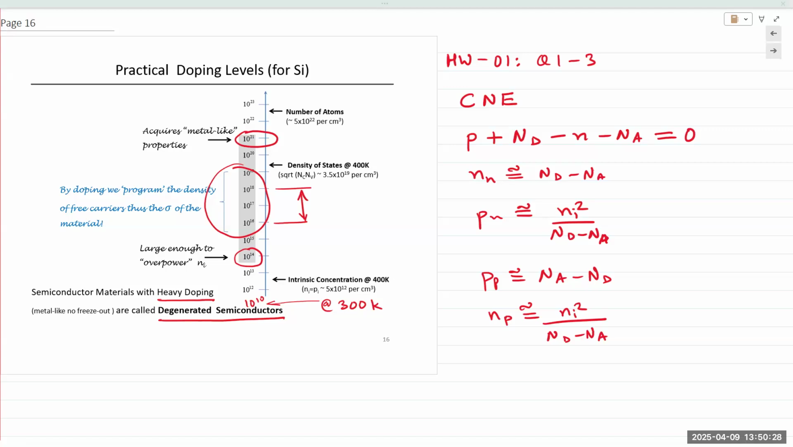That's a charge neutrality equation, and the second equation it states was the law of mass action, meaning N times P is equal to Ni square. Both those equations were given in that problem, right?